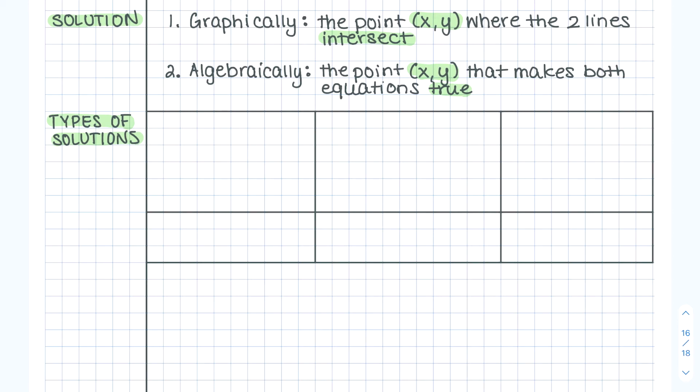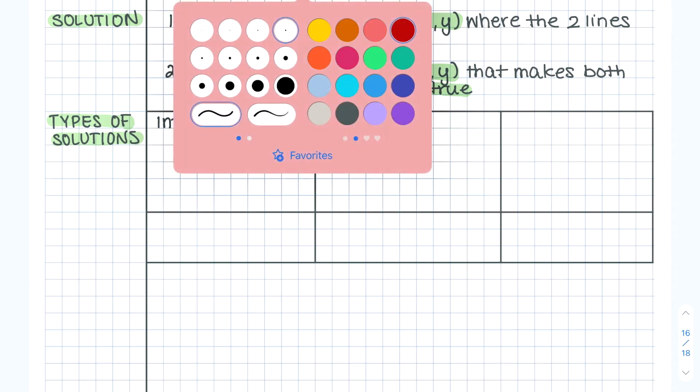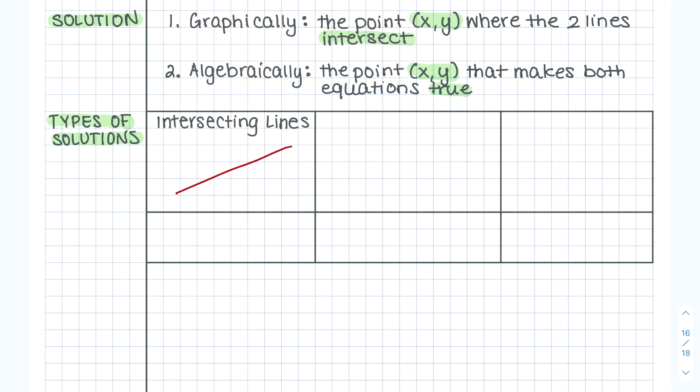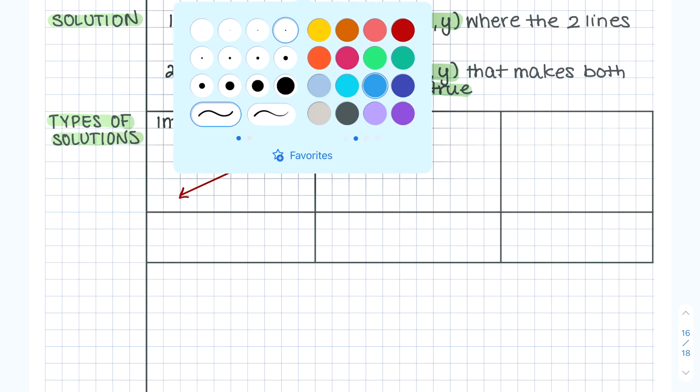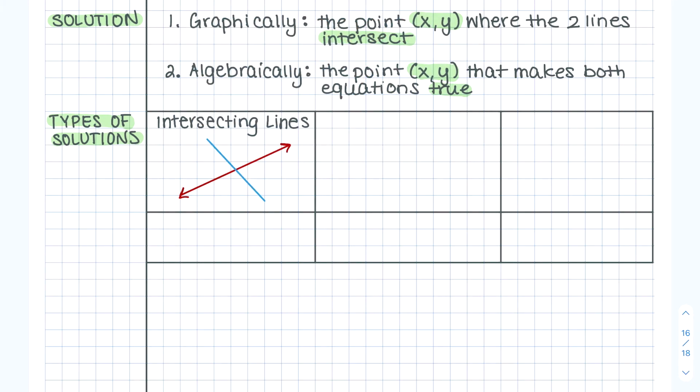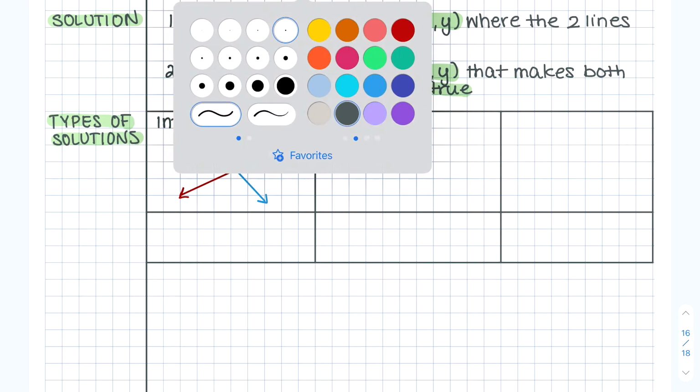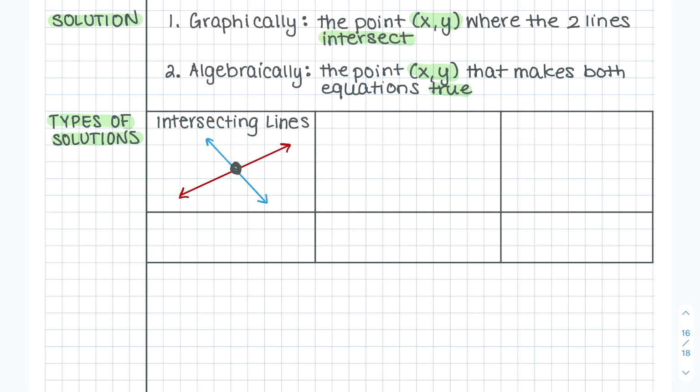Okay? All right, so again, three types of solutions. The first type is called intersecting lines. Remember we said intersecting is when they touch each other. So that's when you have one line going this way, and then you have another line going this way, and the point where they touch is your solution. Intersecting lines. A point where they touch is your solution.